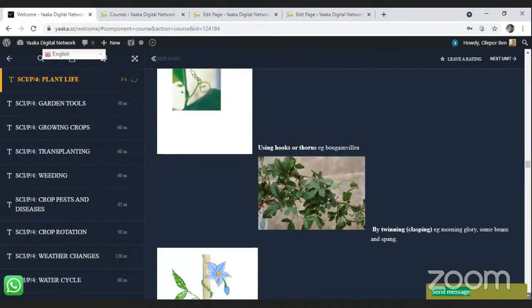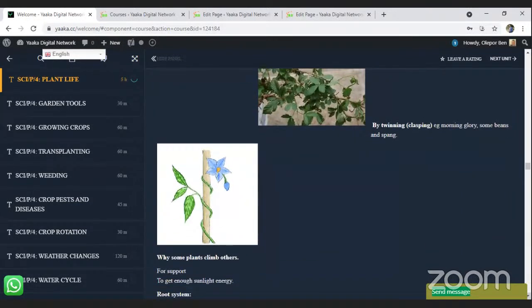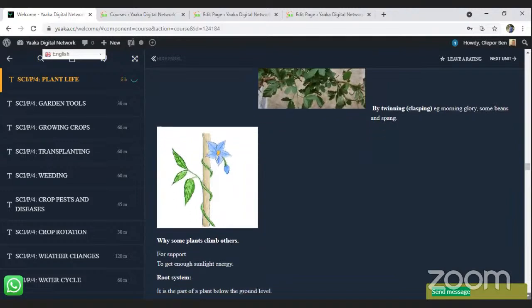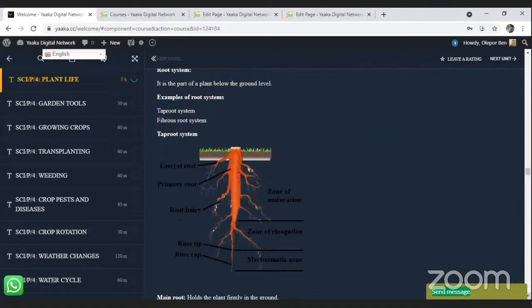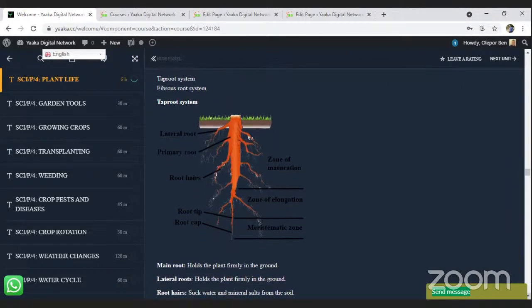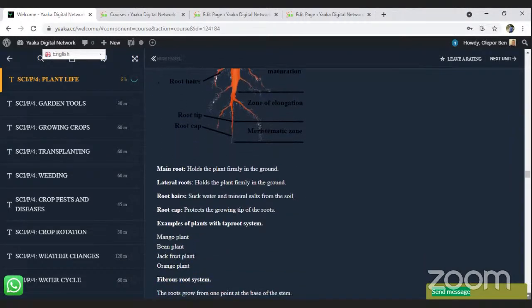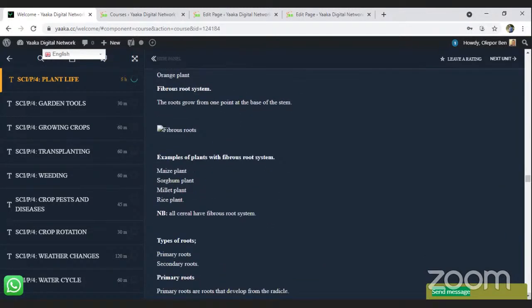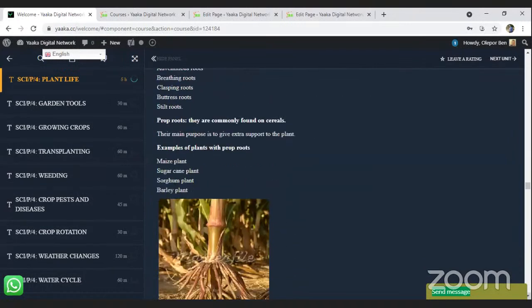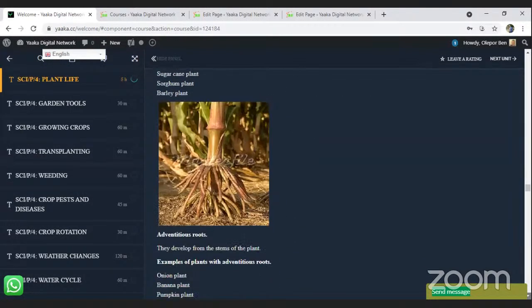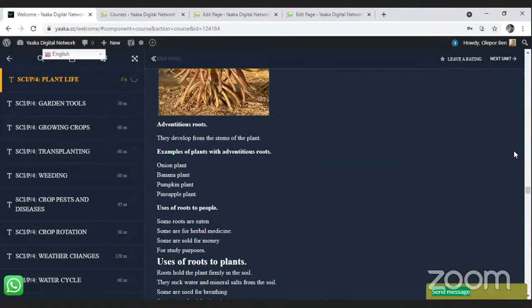Next time, you continue with how some plants climb other plants and the reasons why they do so. Then after that, look at roots. If you have time, look at roots, so that when we meet, things are very simple. That's what I want you to look at next time.